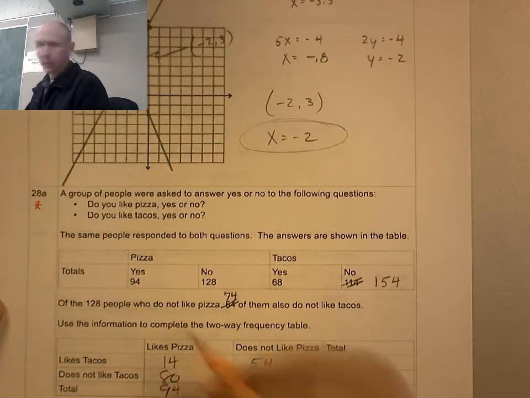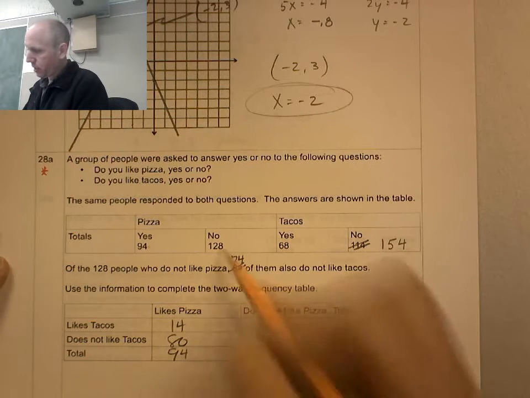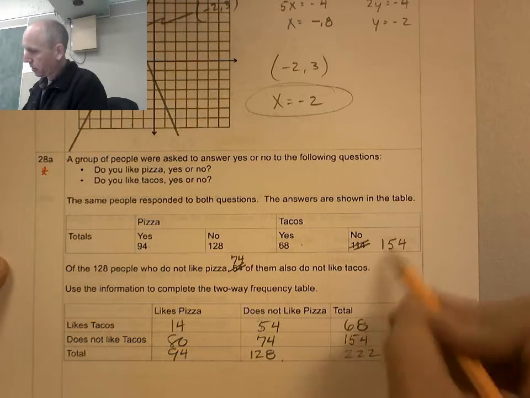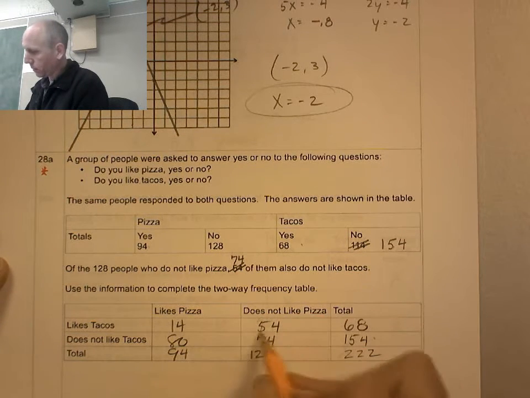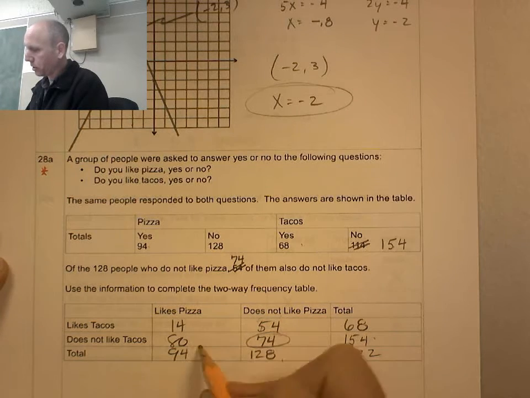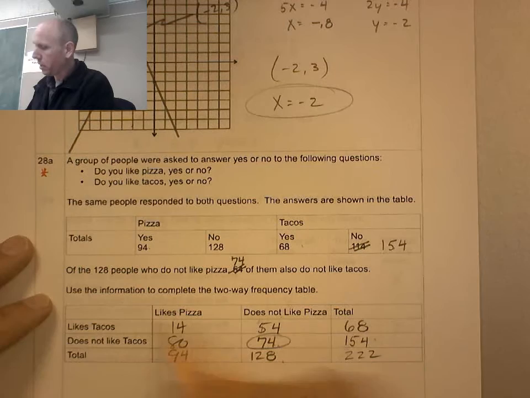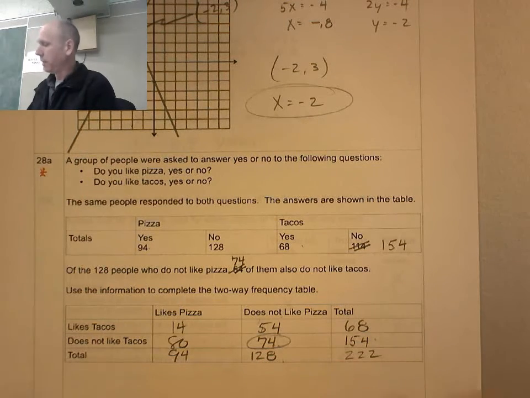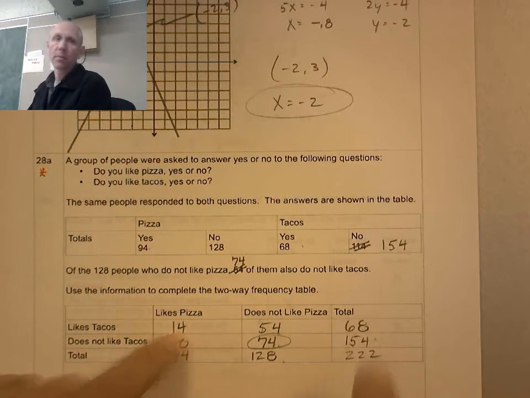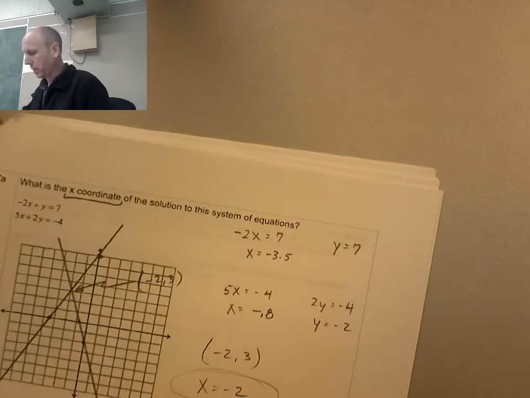Okay, this one, yes pizza, no pizza. Yes tacos, no tacos. 74, once I get that no tacos, no pizzas right there at 74, I can fill in the rest of the table because I know they have to add up to the totals. If I'm missing one of these, I'll subtract it from the total and figure it out that way.